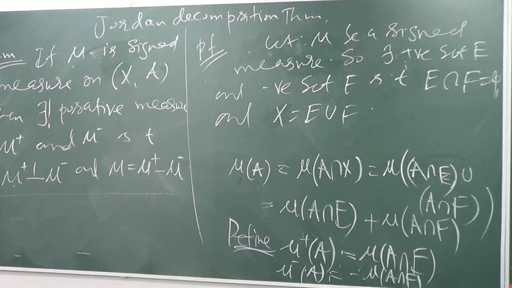Since mu is a signed measure, I have a positive and negative set by the previous decomposition theorem. Now, interestingly, I have found another positive and negative set, E prime and F prime, such that they are disjoint and their union is X actually. Okay? So their union is X.